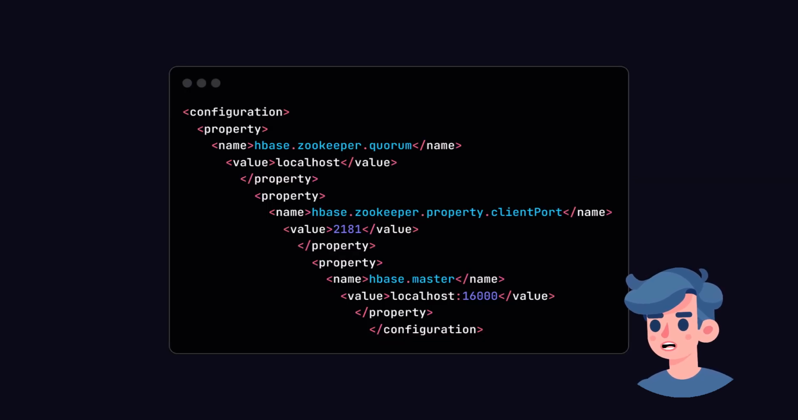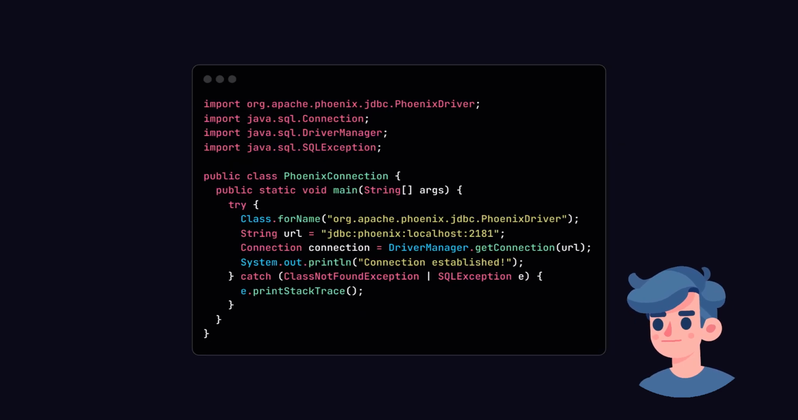Once you have the dependency added, the next step is to configure the HBase connection. You can do this by creating a hbase-site.xml file in the resources directory of your Maven project. This file should contain the necessary configurations to connect to your HBase instance. Having set up the HBase configurations, we are now ready to write some code.